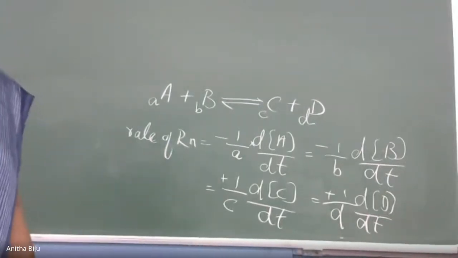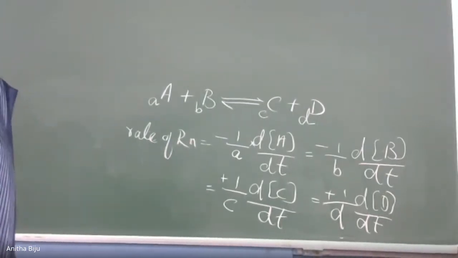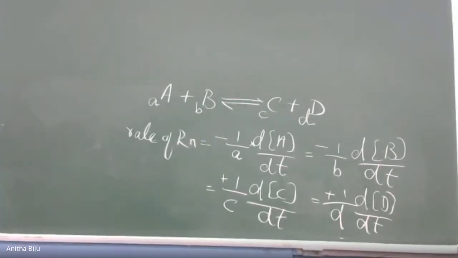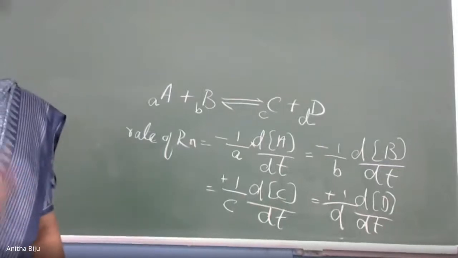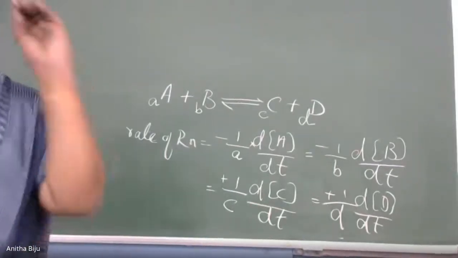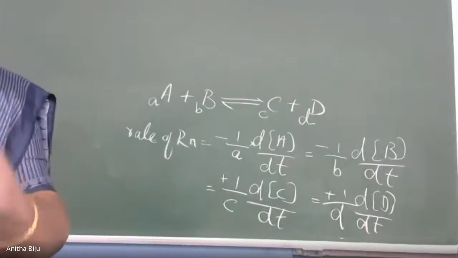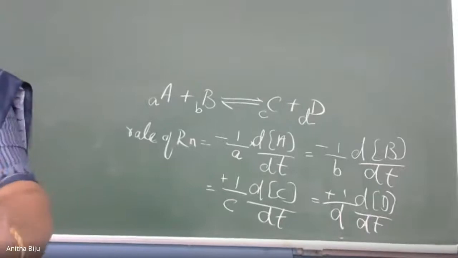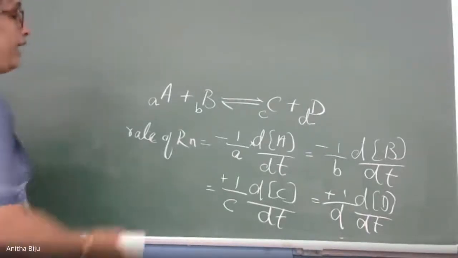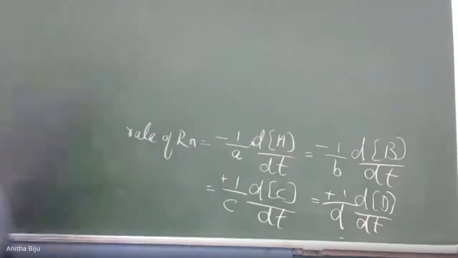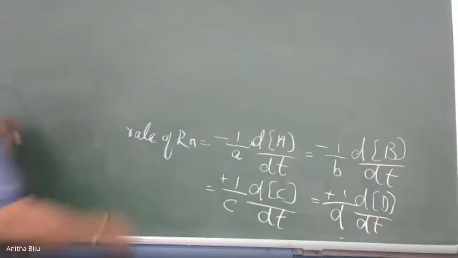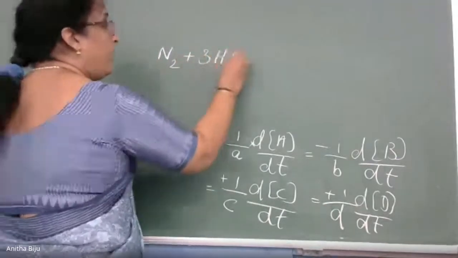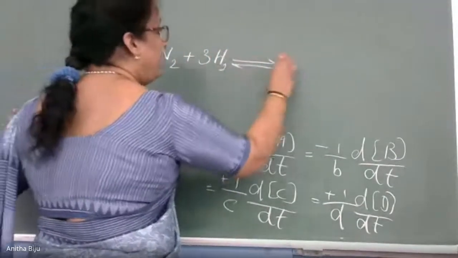Now let us take one specific reaction: the Haber process for the manufacture of ammonia. Let us think about that reaction, and you try to write the expression of rate of chemical reaction in terms of reactants and product yourself. I will write the equation and you will try to write the expression in terms of both: N2 plus 3H2 reversibly giving 2NH3.